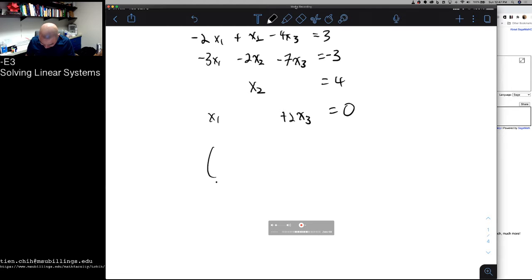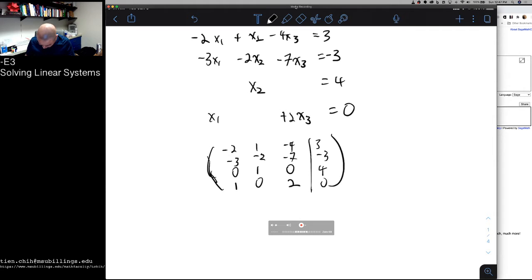And so what we have is a 4x4 augmented matrix, say -2, -3, 0, 1, 1, -2, 1, 0, -4, -7, 0, 2, and then a final column of 3, -3, 4, 0. And as usual, our goal is to find a reduced row echelon form of this. And again, as usual, we're not going to do this by hand.